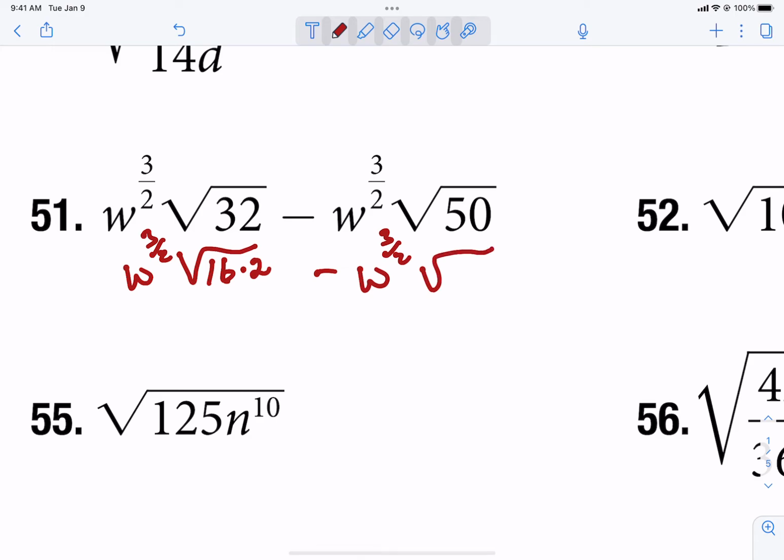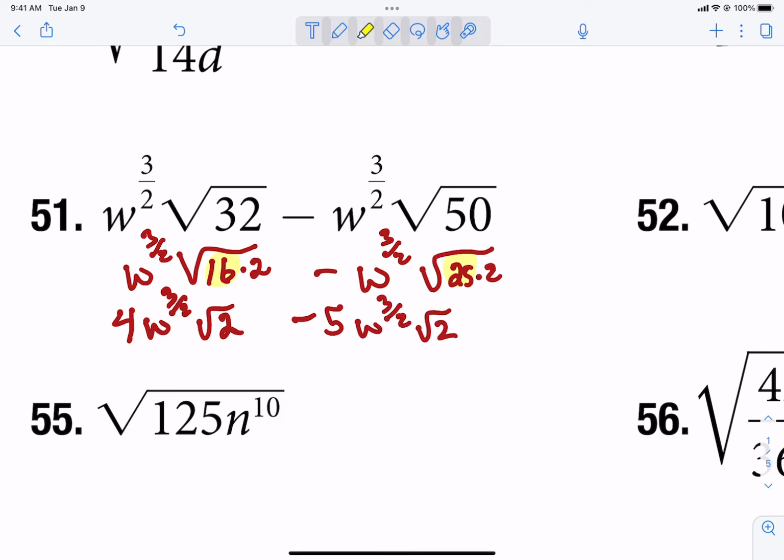$50 is 25 times 2. Now, why is all that helpful? Well, the reason that helps me is the perfect square on both of them will come out, and both of them will leave a 2 back behind. So the square root of 16 is a 4. Put it out here. Then we still have that w to the 3/2 and then a square root of 2. Square root of 25 is 5, but let's put that in the front.